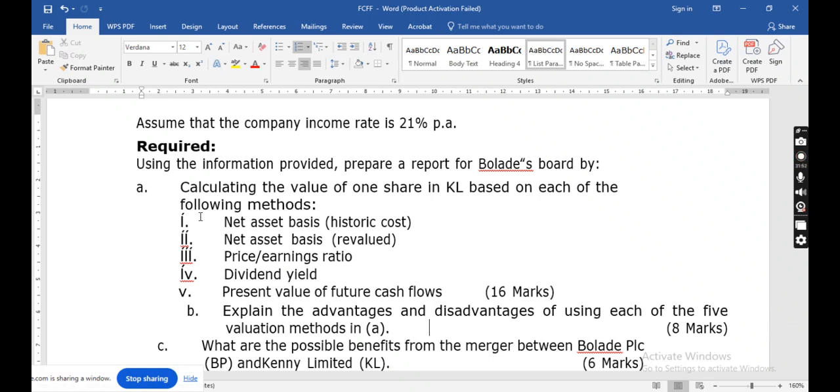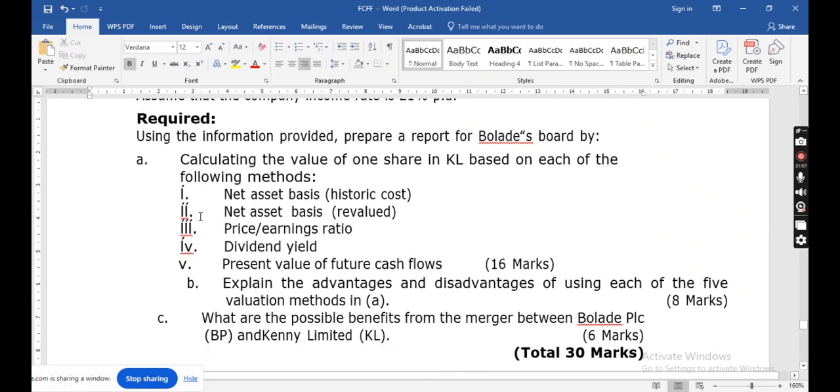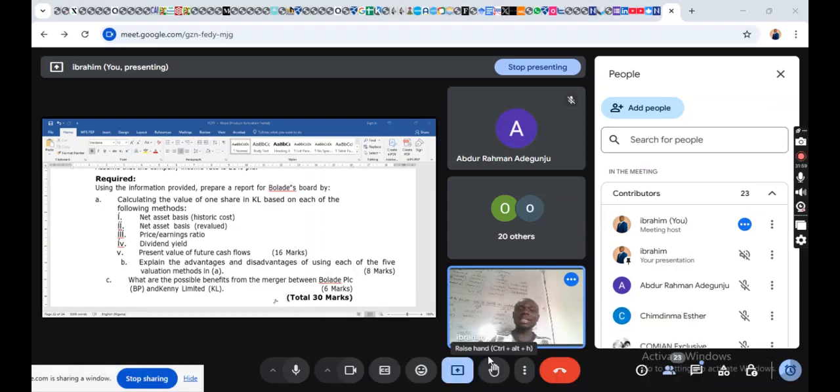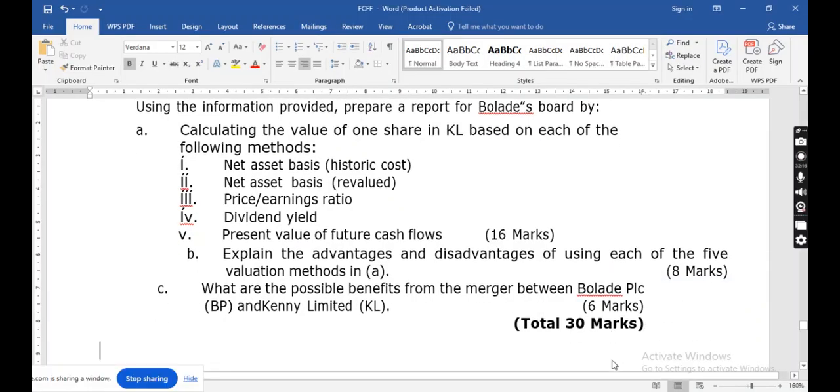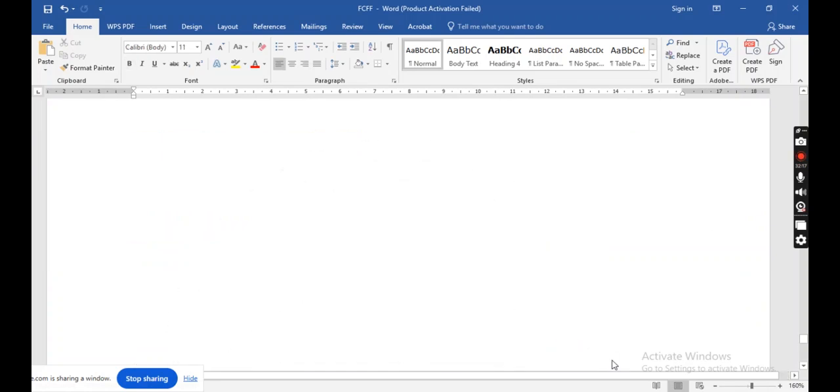When you are writing a report, what are the possible benefits from a merger between Bolade and Kenny? You can see, I love this. This is merger and acquisition, right? What is the benefit if I want to merge with you? What should I be expecting from you? You're not bringing anything to the table, yet you say I should come and merge. Who does that? So this is another 6 marks question. Then I think that's all.